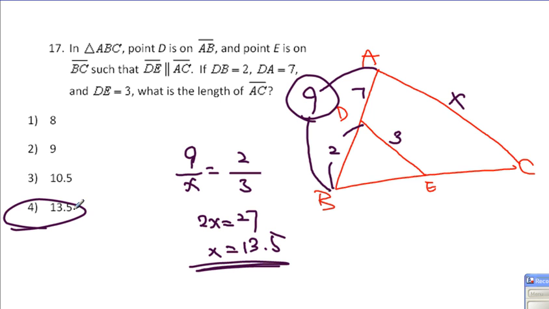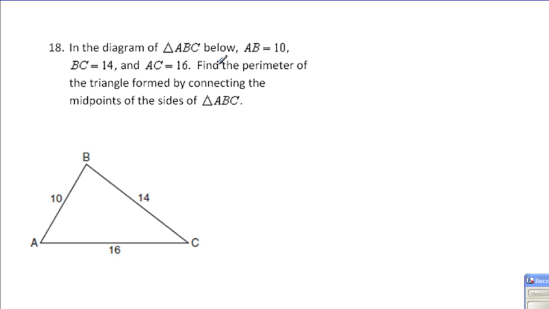Alright, let us continue to move. Perimeter of the triangle formed by connecting the midpoints. So if you have to connect the midpoints, you would have been somewhere around here. So when you connect them, how do we find the perimeter? If this side is 16, this must be equal to 8. By having half, 14 becomes 7, 10 becomes 5. So when you add up these three numbers, we'll end up getting the perimeter equal to 20.